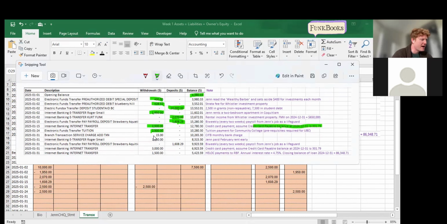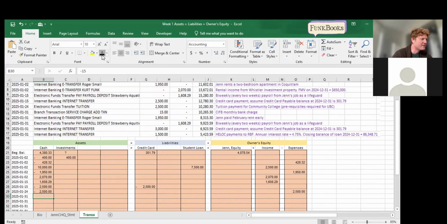We've got the bank charge. So we've got the Bank of Funk $15 bank charge. So cash goes down by $15. Kind of feels expensive for Jenn. So yeah, maybe she needs to look into that or try to get that lowered down the road. But that is another expense. Here we go. We're going to add in $15 there. That one's pretty easy.